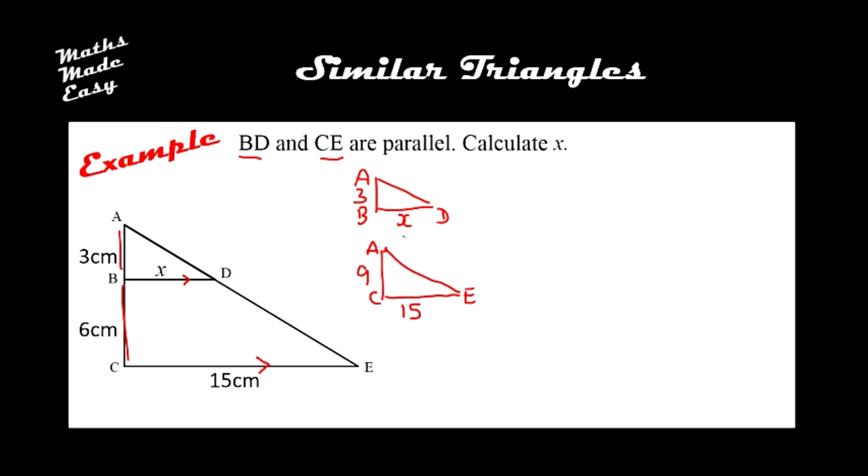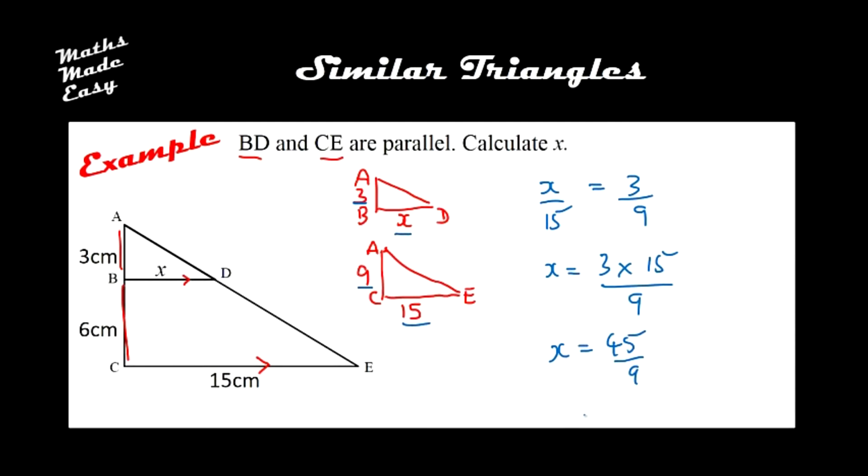So I'm going to start with x here and 15, so I have x over 15 equals, and then 3 over 9, this one and this one, making sure that I have the smaller triangle lengths on the top. So x equals 3 multiplied by 15 over 9, and therefore x equals 45 over 9, and then x equals 5 centimeters. And that's that problem solved.